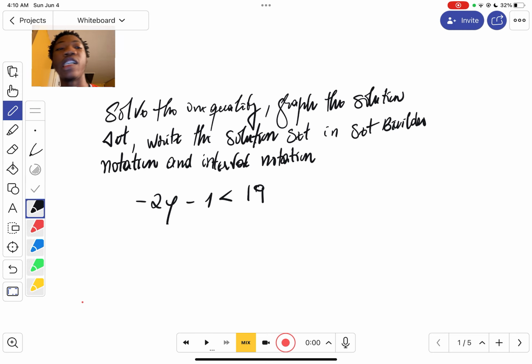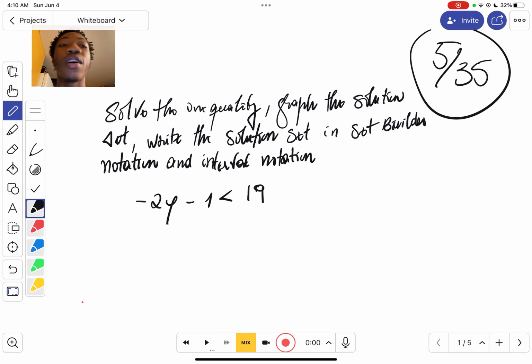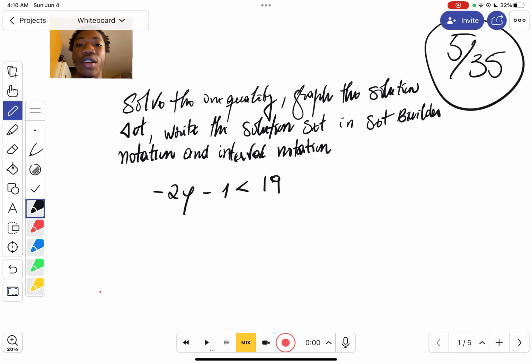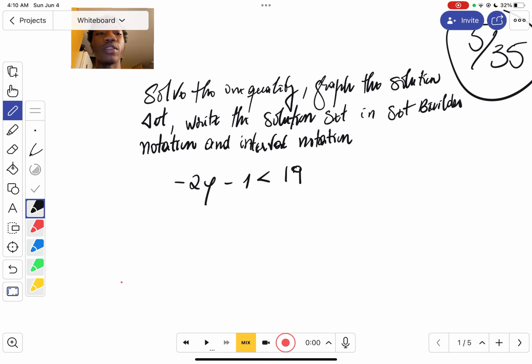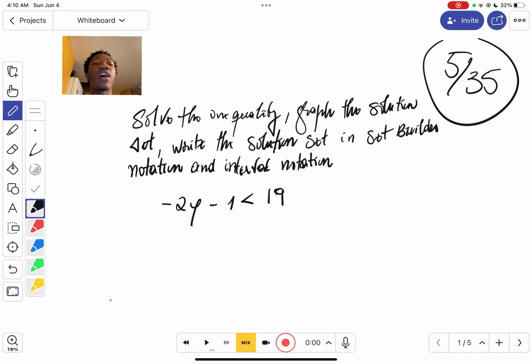So sup y'all. That's 5/35. I know I look drunk, but I'm not. Trust me, I'm not. I'm just sleepy. I'm really sleepy right now, so that's why I be talking like that. But I'm fine. So it's 5/35.